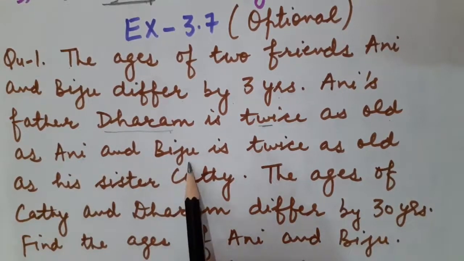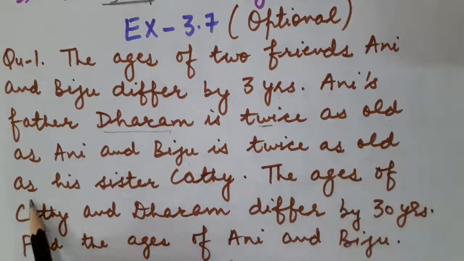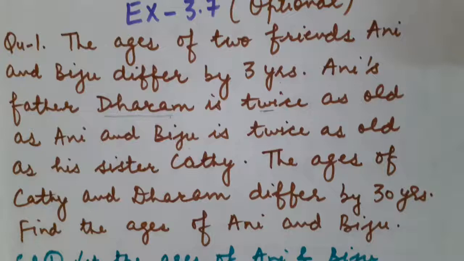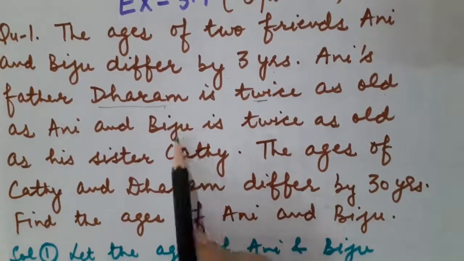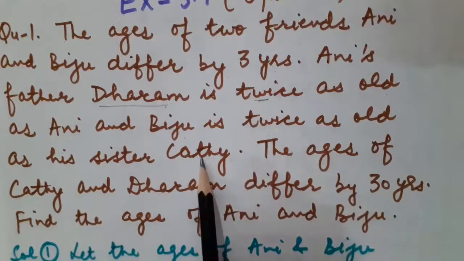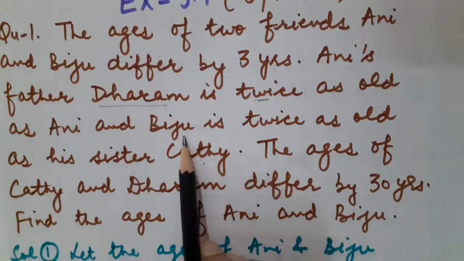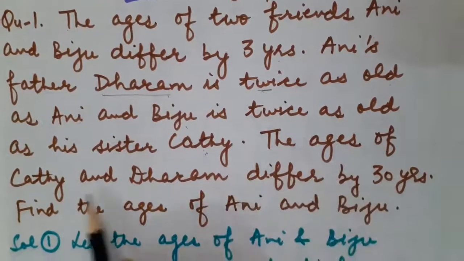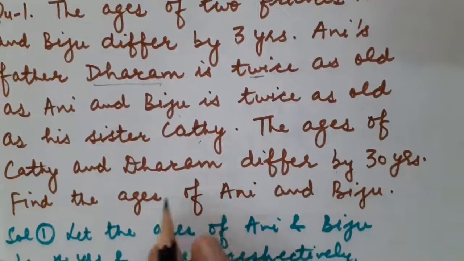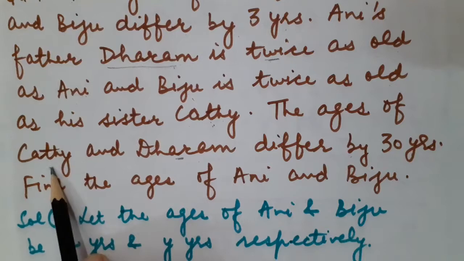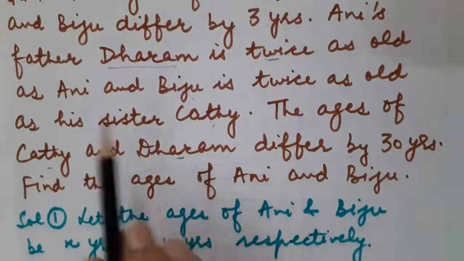Fine. And Biju is twice as old as his sister Kathy. Now the ages of Kathy, who is the sister of Biju, are compared, right? Biju is twice the age of his sister, right? It means Kathy is half of her brother Biju's age, right? The ages of Kathy and Dharam differ by 30 years. Now the ages of Dharam and Kathy: Kathy is the sister of Biju and Dharam is the father of Annie.